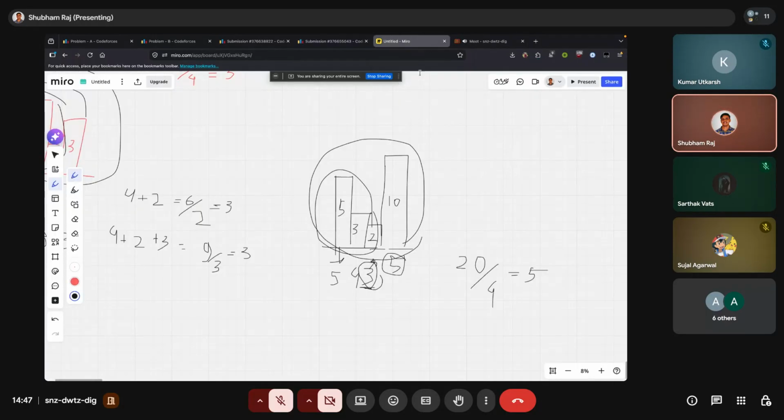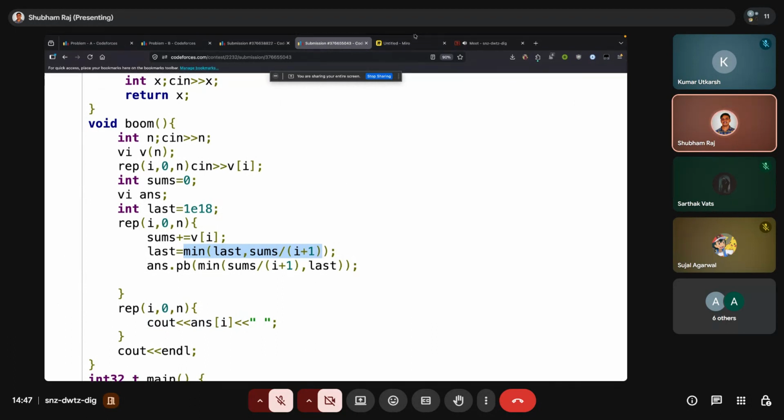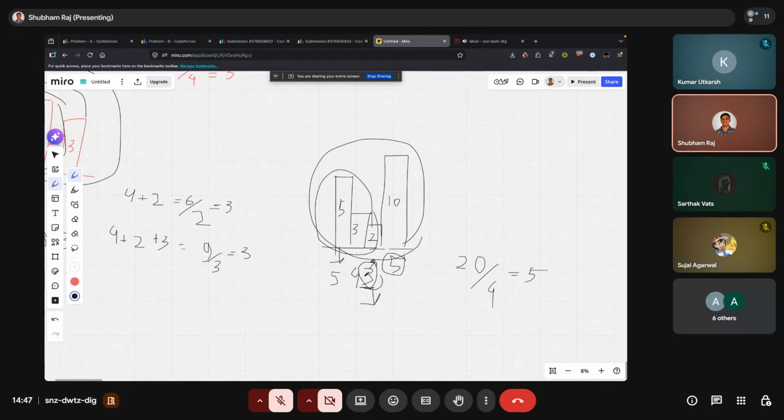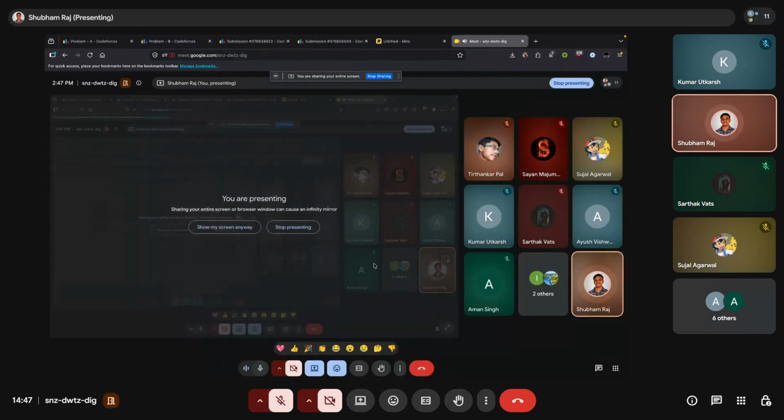And this minimum logic is simply this one, where I am taking the minimum of the last, because we need to cap the height. The next peak height should not be greater than the minimum. It should be below the minimum of the visited peaks. Right? So this is about the second question. I hope this is clear. If you have any doubt, you can ask. Else, Somajit will continue to the next part.